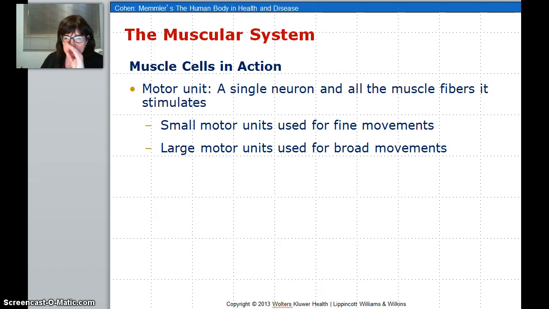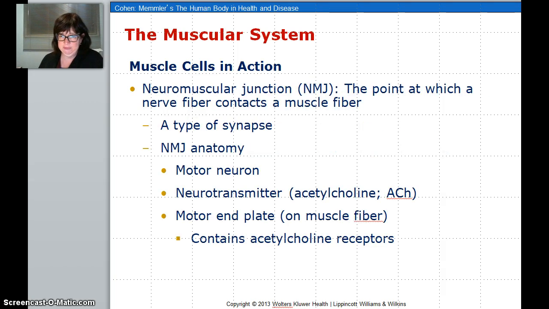Good. The single unit, each muscle has a neuron on it, and one neuron is small. Small motor units are used for fine movements, larger for broad movements. When you want a greater movement, you recruit more muscle fibers. Muscle itself is all or none. It either contracts or it doesn't contract. You can't really have half a contraction of a sarcomere.